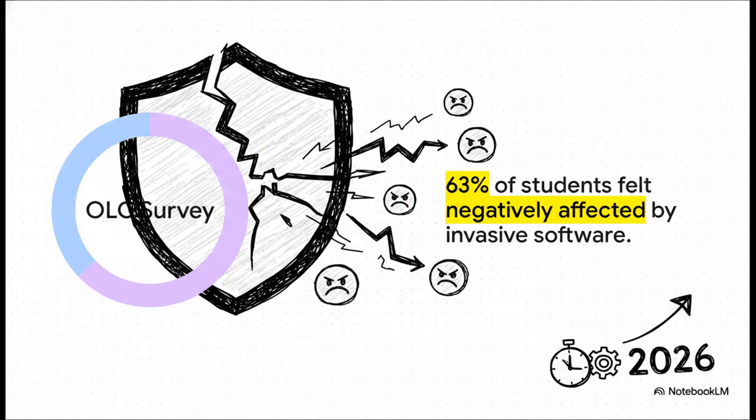And here is the human cost of getting that balance wrong. According to a 2024 Online Learning Consortium survey, a staggering 63% of students said that overly invasive proctoring software actively ruined their test performance. Seriously, think about that for a second. The very tool meant to keep the test fair is actually making it unfair by inducing panic. That is a massive failure of technology. In 2026, it's not just about catching bad actors. It's about keeping things secure without generating those anxiety-inducing false positives that actively damage your relationship with legitimate candidates.